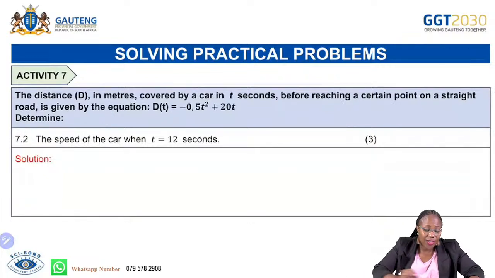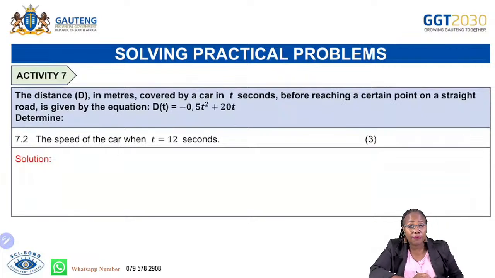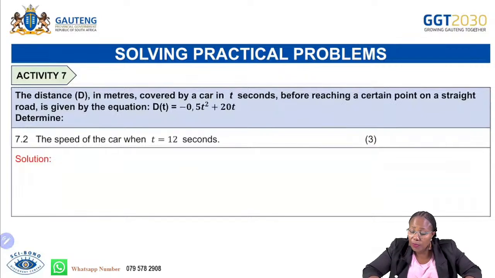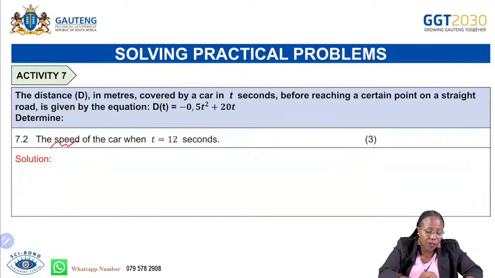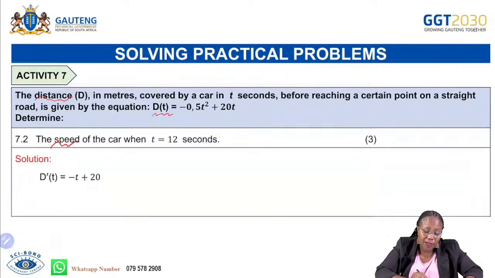7.2, we are looking at the speed of the car when t is equal to 12 seconds now. When you talk about speed, do you still remember? Speed is the derivative of a distance. Okay? Speed is the derivative of a distance. That means we can't substitute 12 before deriving. We are looking at the speed, not the distance. So we need to derive the distance in order to get the speed. So we are deriving this distance formula.